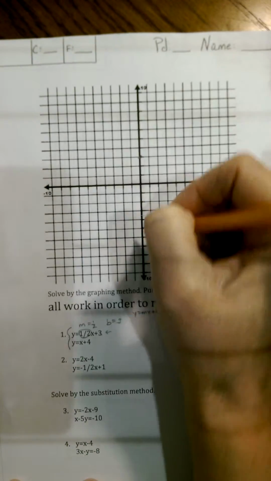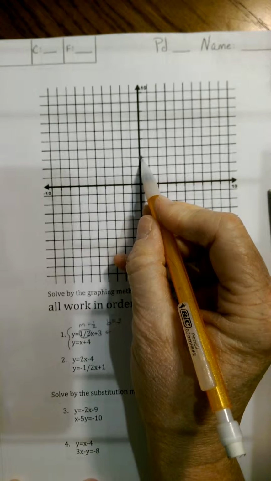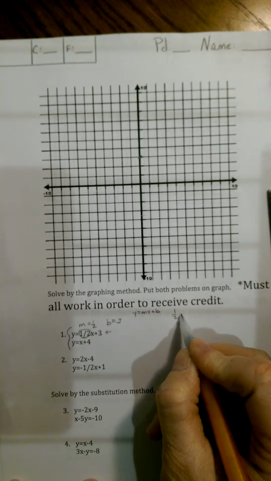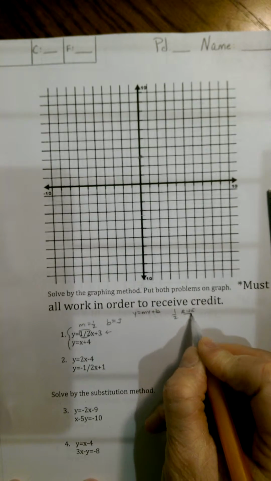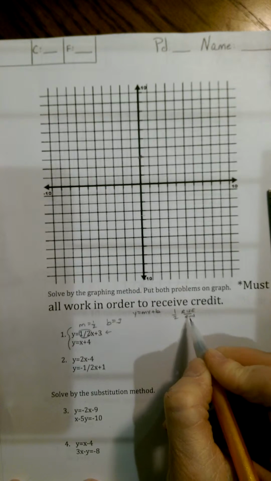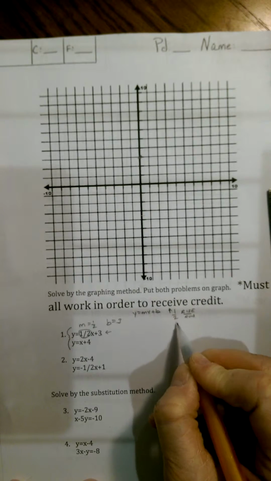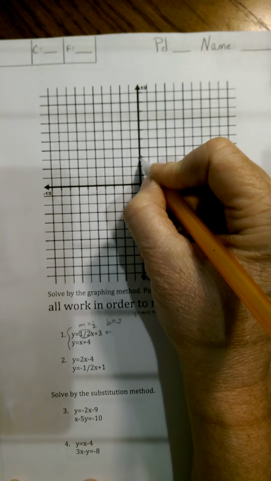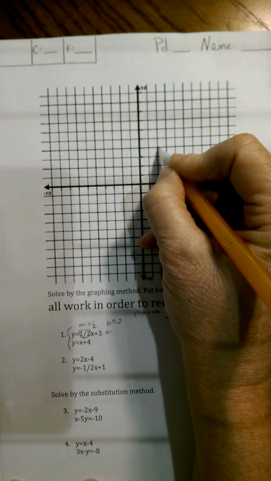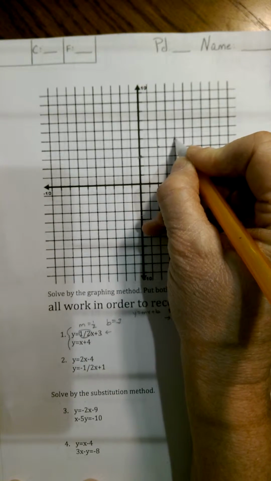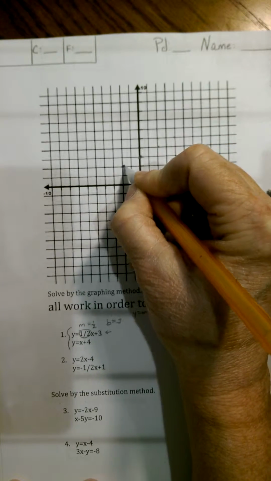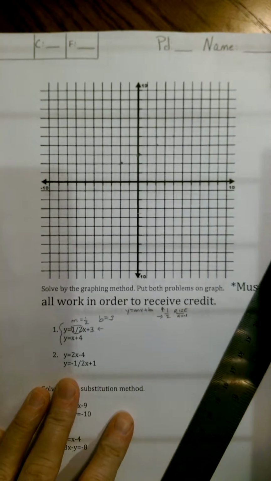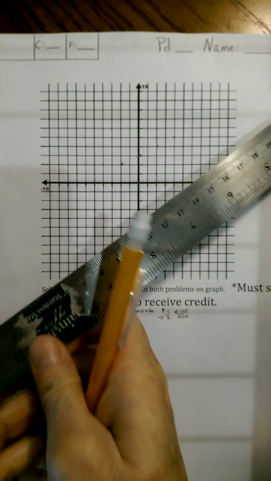Remember the y is the up and down axis. So I start with 3 on the y-axis. That gives me 1 point. And the slope, 1/2, remember that means we're going to use it as rise over run. That's my definition of slope. So I'm going to go up 1 and I'm going to run, because 2 is positive, to the right 2. So from this point I go up 1, right 2, or I could go down 1, left 2, and afterwards I can connect these points, and I've got my first line. I'm going to use my ruler here.